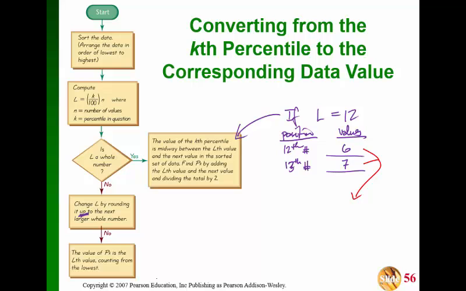The position is 12, so L is equal to 12. So you take the 12th position and the 13th position, and you take those values and take the mean of those two values. And so it's going to be 6.5 hours. Okay?